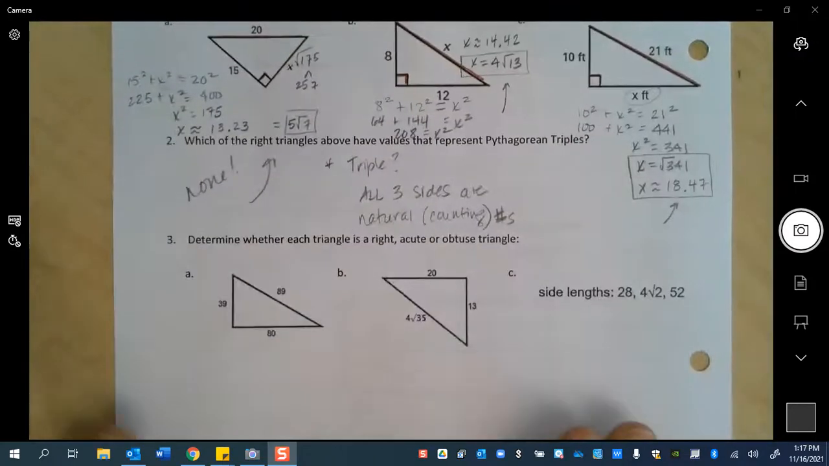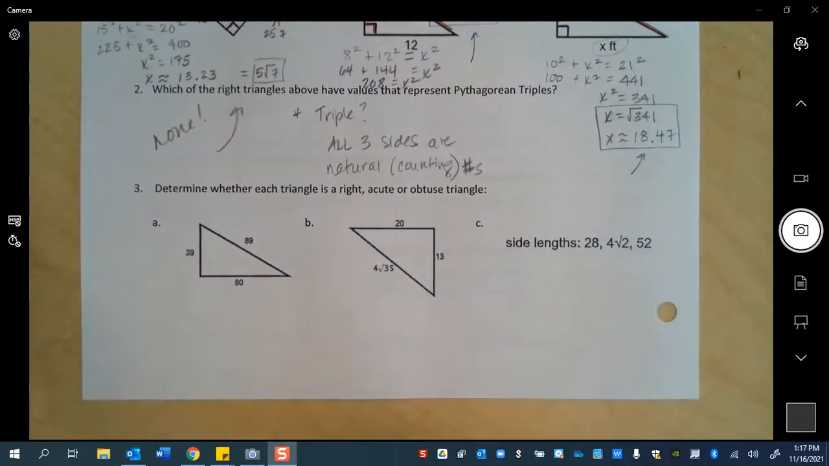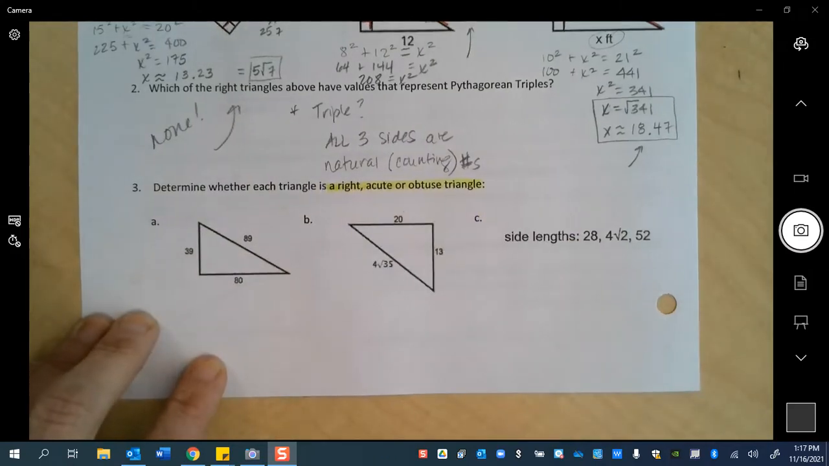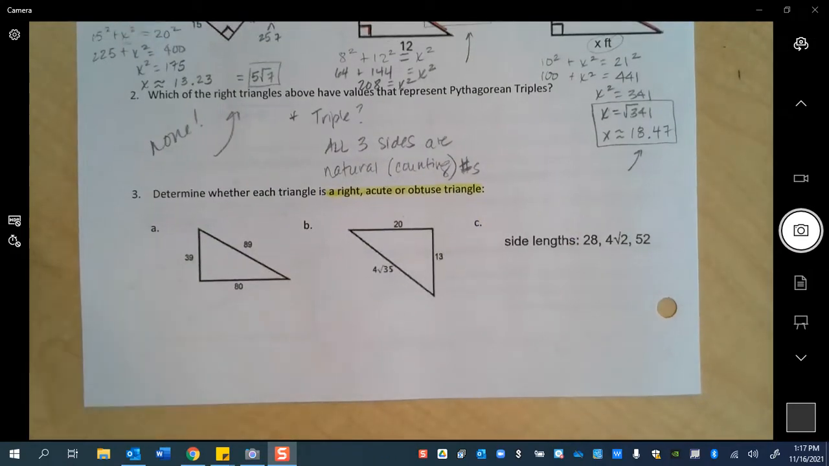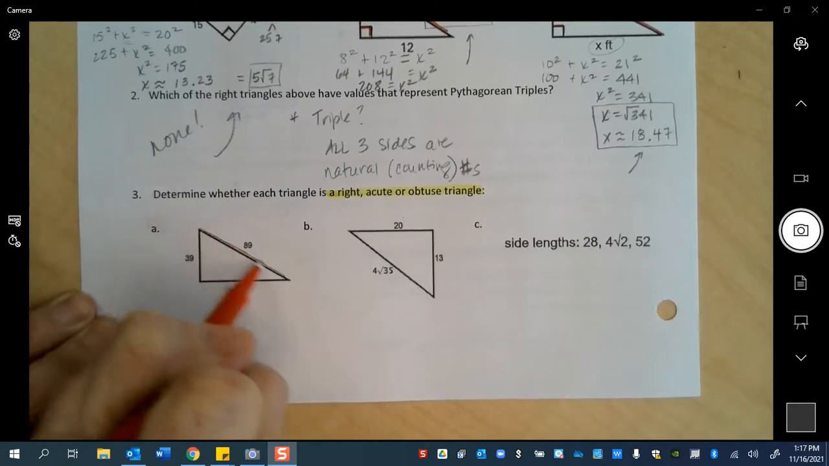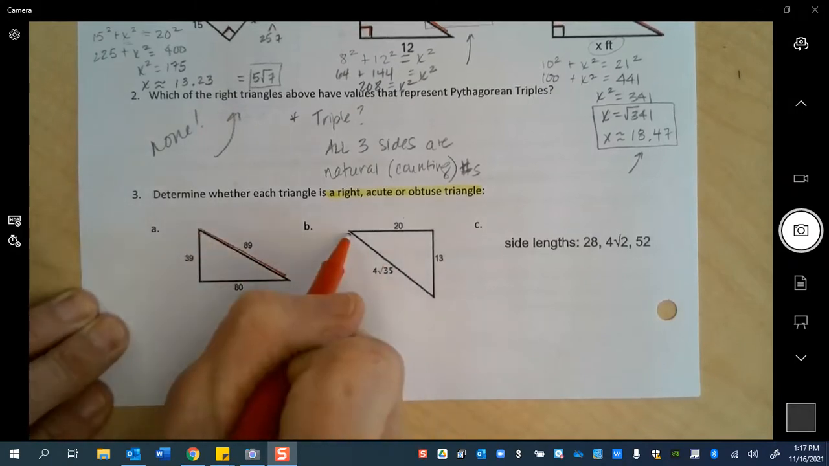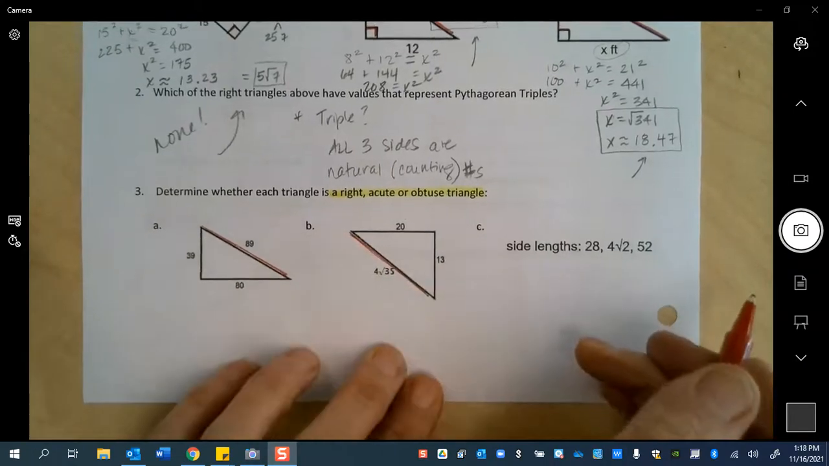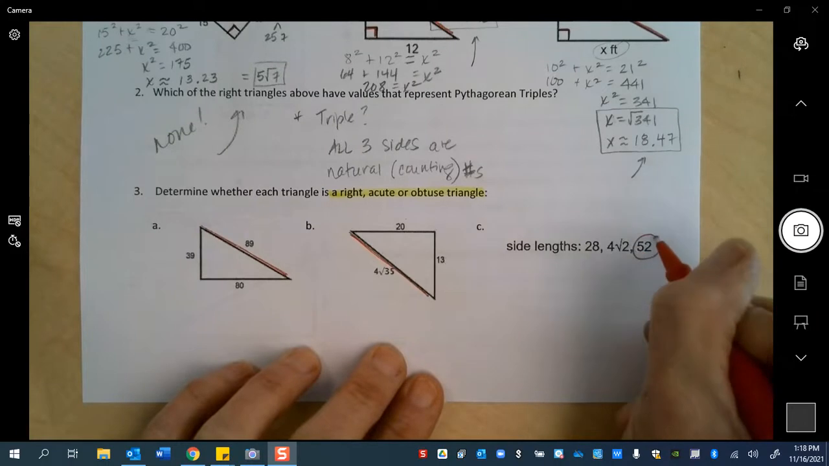All right, last part of this notes goes back to what we were talking about with our warm-up. I can now look at a triangle and I can put it through the Pythagorean theorem to see if it's a right triangle or if it's an acute triangle or if it's an obtuse triangle. So right now, get in the habit of either highlighting or drawing in another color your longest side. And you need to know which side is your longest side.